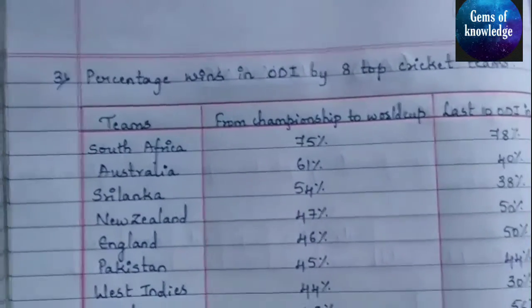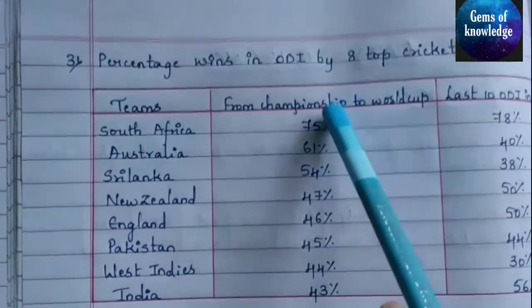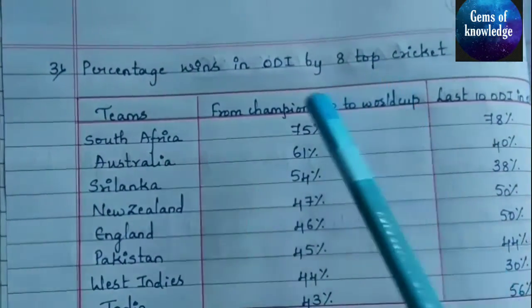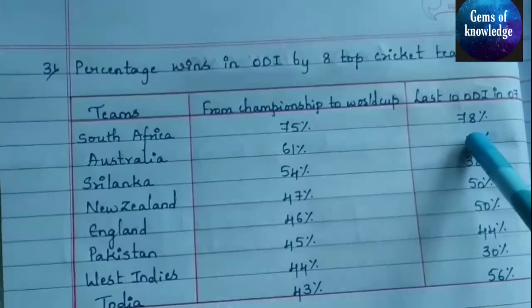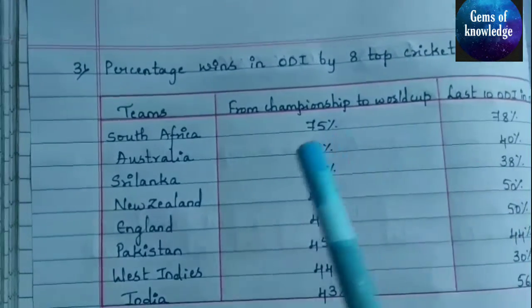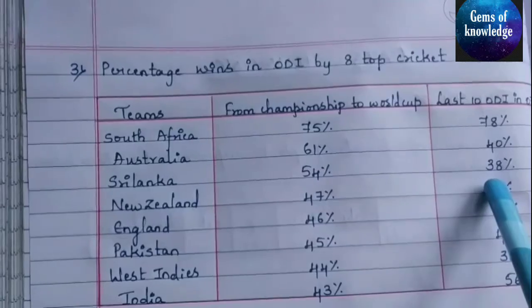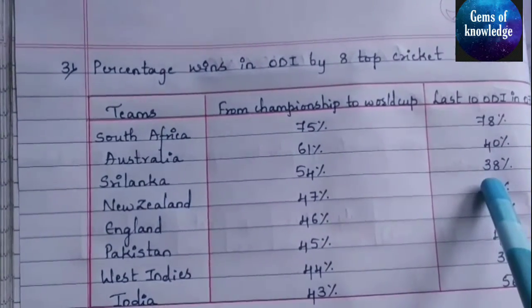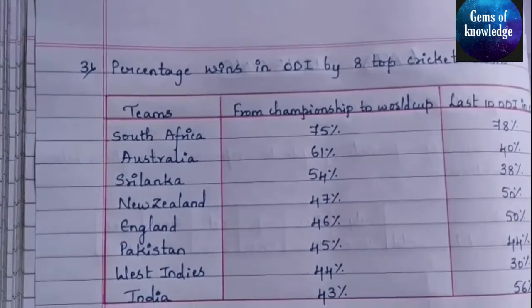Here they have given the names of the top 8 cricket teams, and from championship to World Cup they have taken this much of percentages, and in the last 10 ODIs they have taken this type of percentage. So we have to compare both the data here. It means we have to draw a double bar graph. Let us see how to draw this double bar graph on a graph sheet.